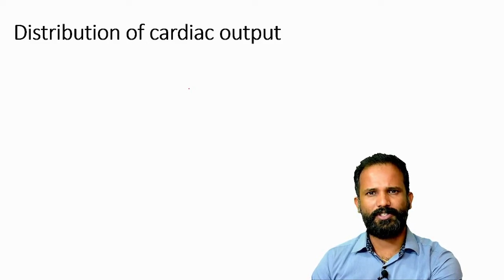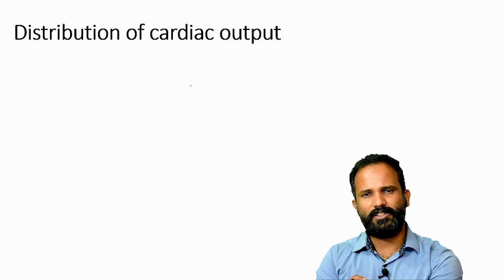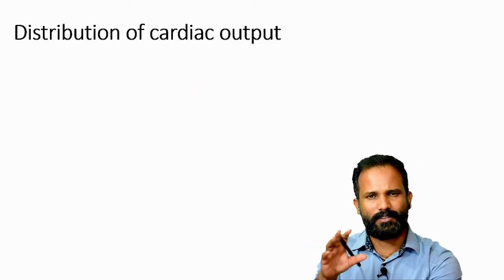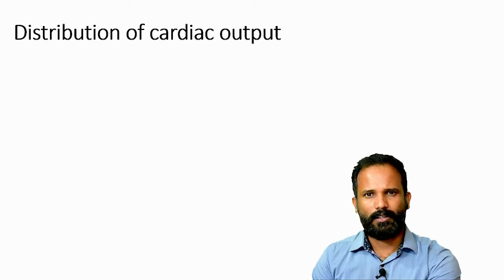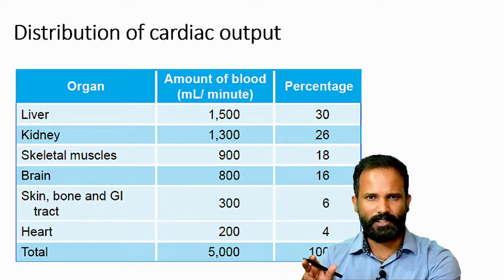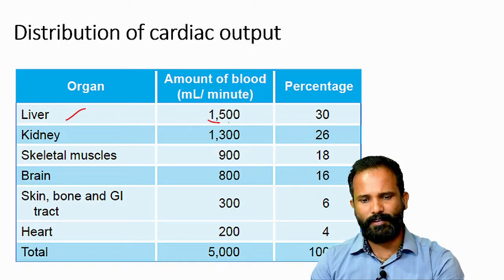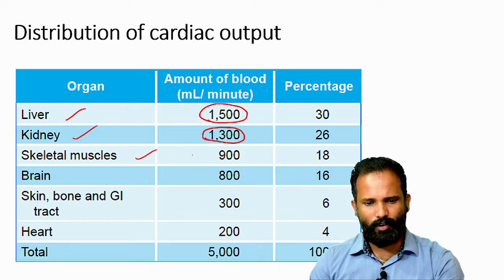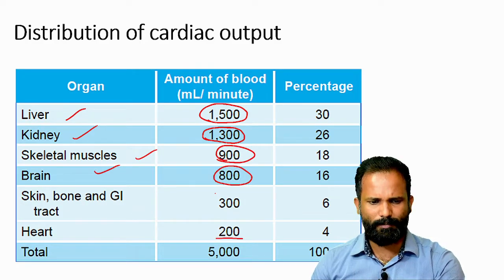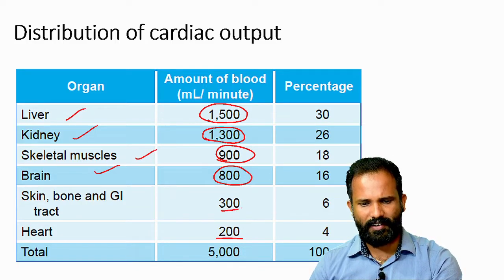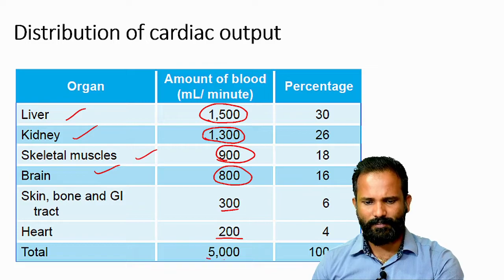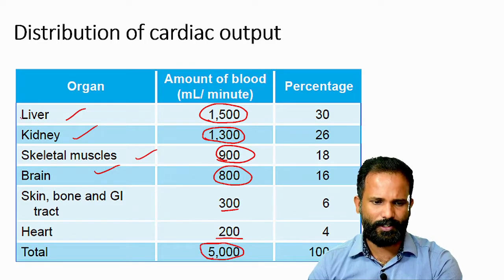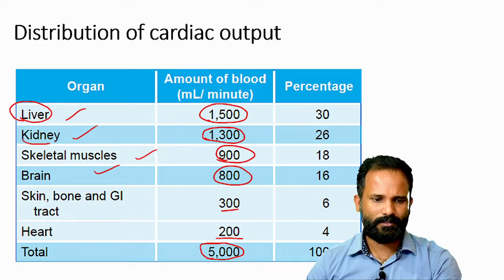And coming to the distribution of cardiac output, this is not based on the weight of the organ, it is the overall blood flow to that organ, that is, the cardiac output to that organ. The majority is 1500 ml per minute to the liver, followed by 1300 ml per minute to the kidney, then skeletal muscles 900 ml and brain 800 ml, the heart with the minimal 200 ml, and the skin, bone and GI tract 300 ml. All this together makes 5000 ml per minute. So the majority is going to the liver and the next is the kidney.